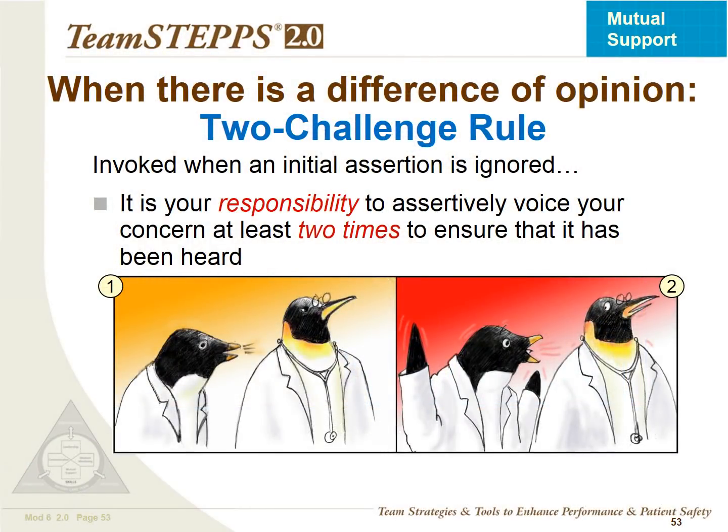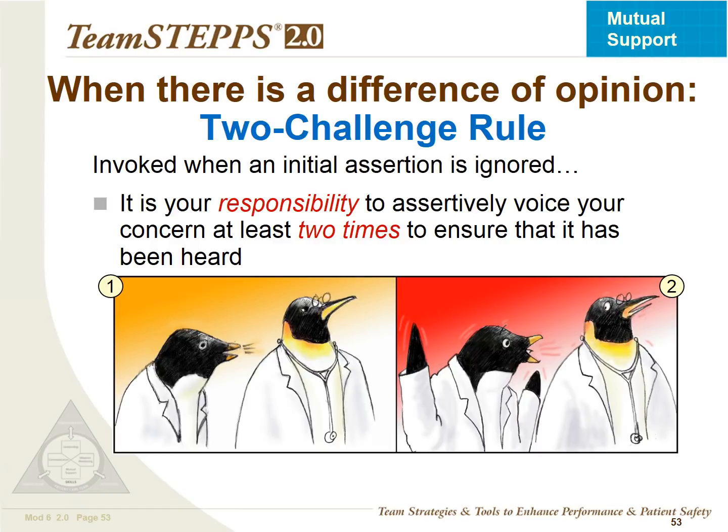That was a great example of giving feedback. Another type of communication strategy that you might need to use is what's called a two-challenge rule. And this is one form of communication that you can use in a respectful way when there's a difference of opinion with another team member.